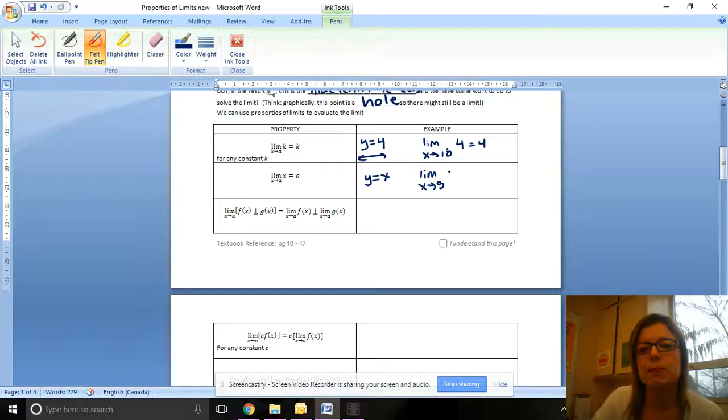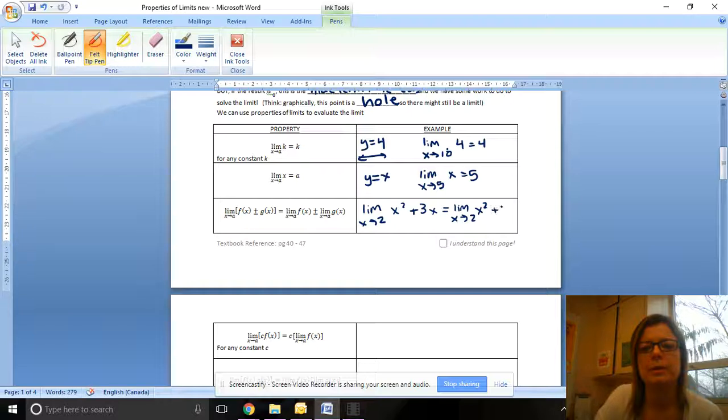Okay, so this next statement is saying if we have the limit of a function plus another function, you can separate out the limits like this. So the limit of the first function and then the limit of the second function. So for example, if we have the limit as x approaches 2 of x squared plus 3x, I can separate that out into the limit as x approaches 2 of x squared plus the limit as x approaches 2 of 3x. Okay, that's all that means.